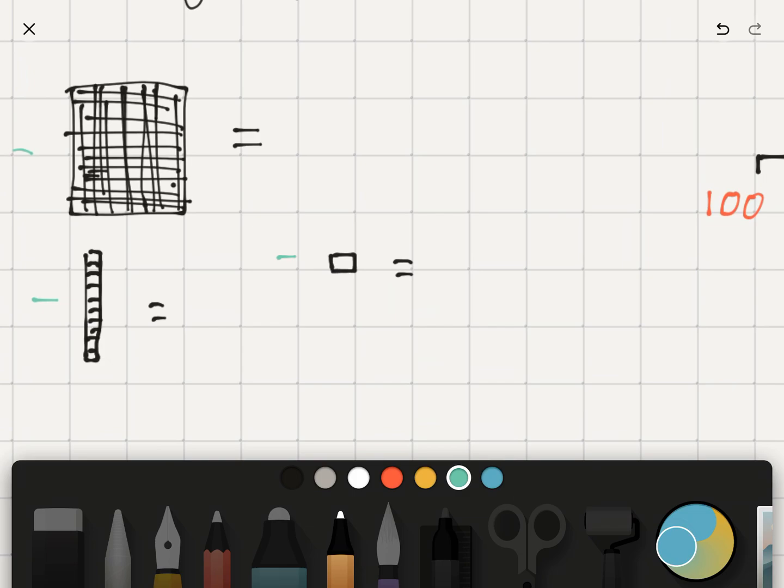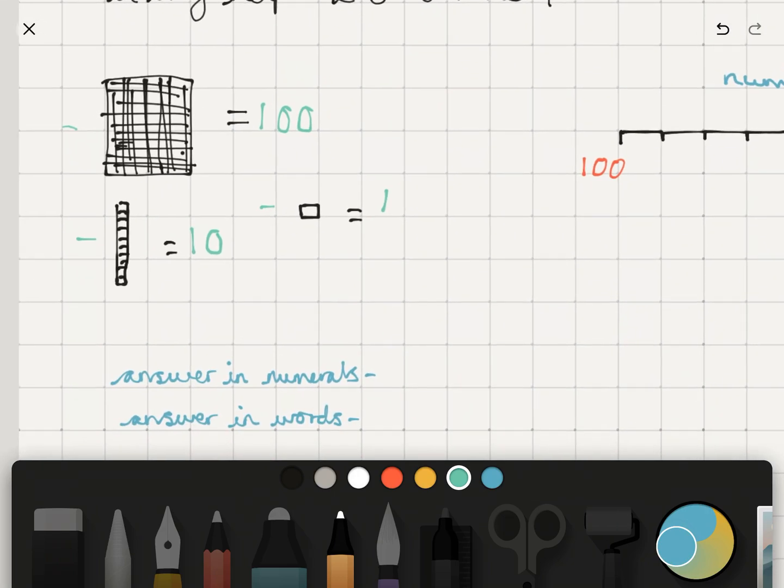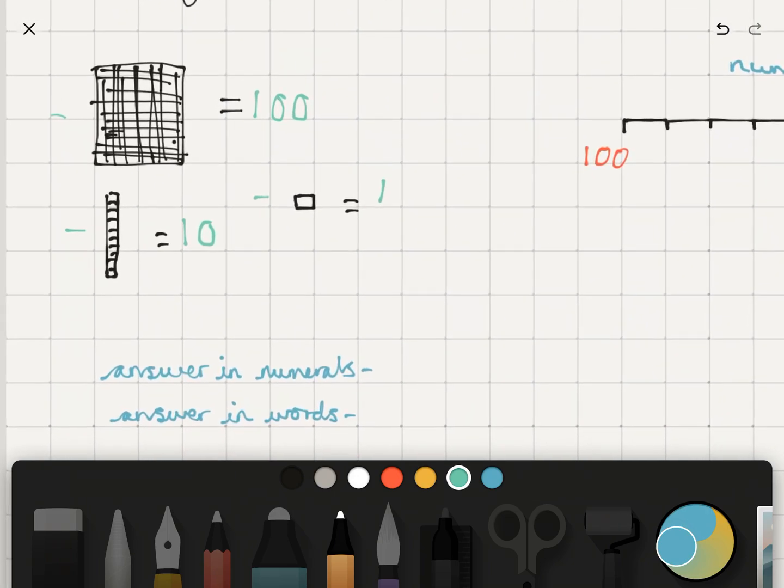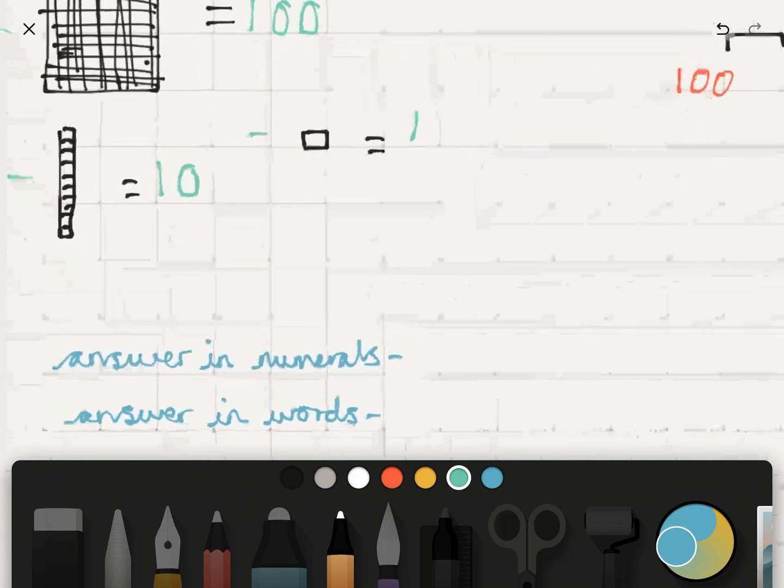So this one here, I know it's not drawn completely accurately, but when you have a square with lots of lines either way, then that equals 100. Okay. When you have a stick like this one here, that equals 10. And if you actually looked at it really closely, you'd be able to count 10 different squares in there. And this single one on its own is 1. Okay, you'll need that for the first 2 questions on your 5 a day.